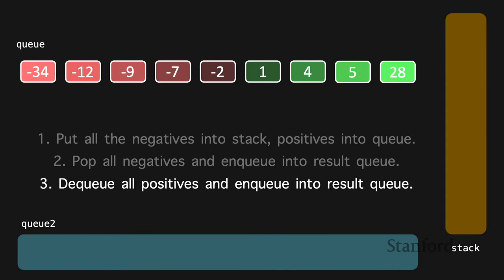We can just put the negatives into the stack, positives into the queue, move all the negatives back into our original queue, and then move all the positives back into the queue. If you were completely stuck on a problem on an assignment or an exam, one way to do it is to think intuitively how you would do it, and then try to match that to how it is helpful using our ADTs. Stacks are really helpful for reversing elements, so that's why we might use a stack here.